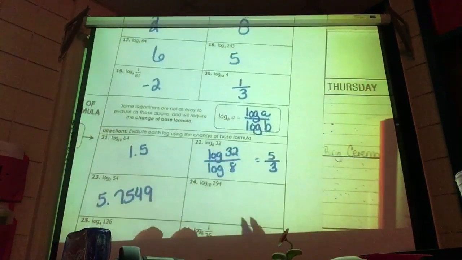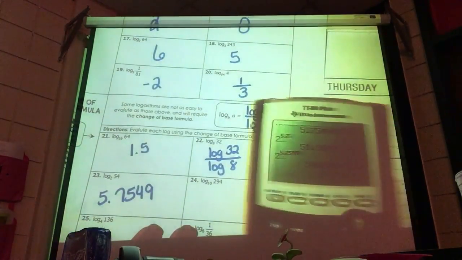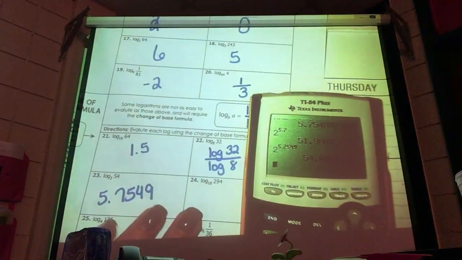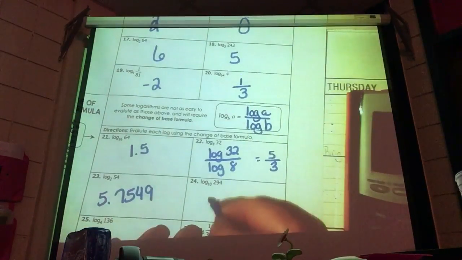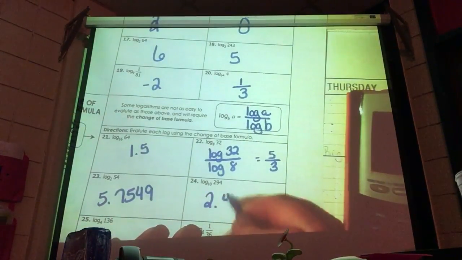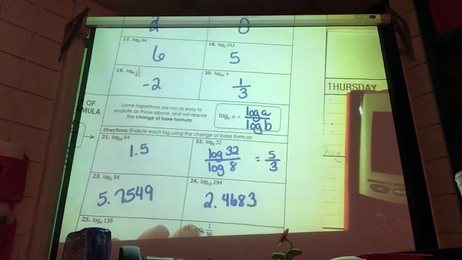For the next one, since it's base 10, do we have to put the 10 in the parentheses and calculate it? Well, you're going to do log of 294 close divided by log of 10. So 2.4683.